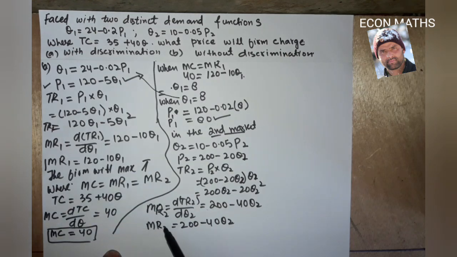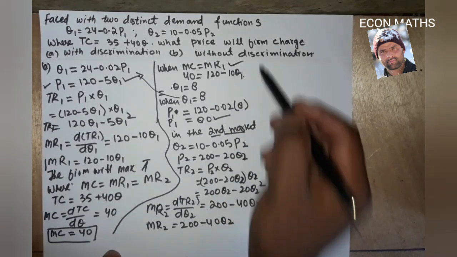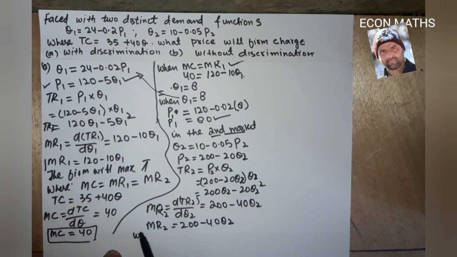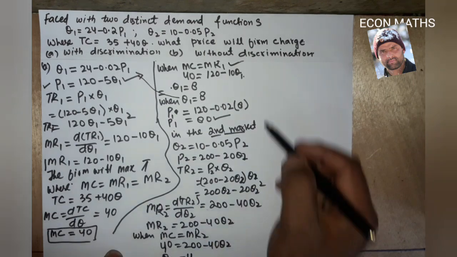Now equating this with the equilibrium condition, when marginal cost is equal to marginal revenue 2, because we have calculated the marginal cost, that is 40. Therefore 40 is equal to 200 minus 40 Q2. Now solving this for Q2 will give us Q2 is equal to 4.